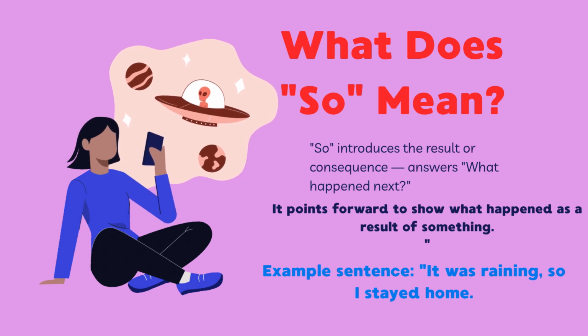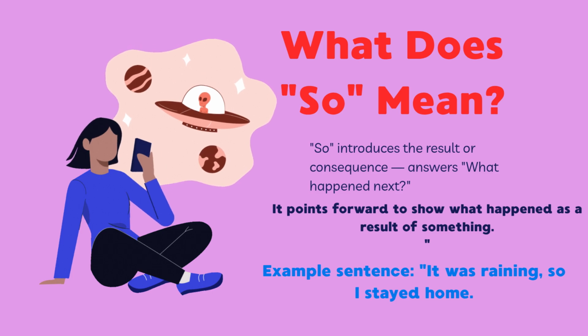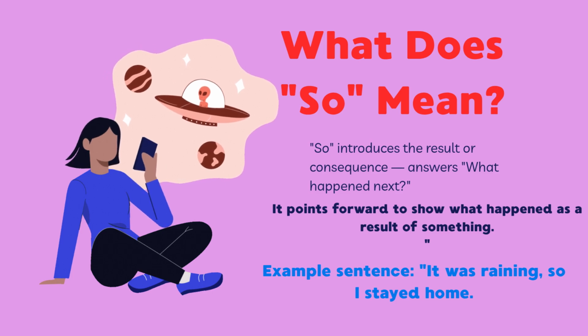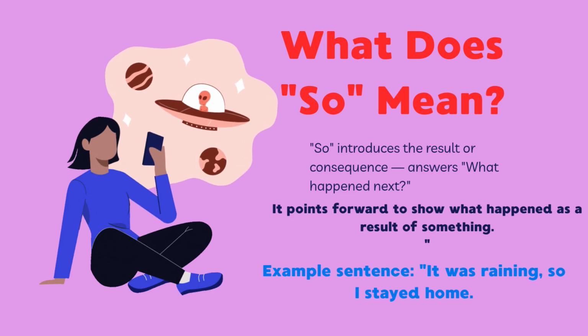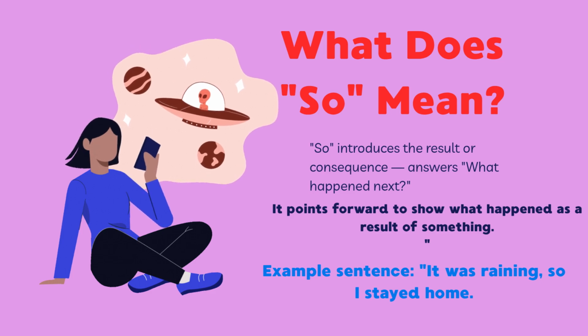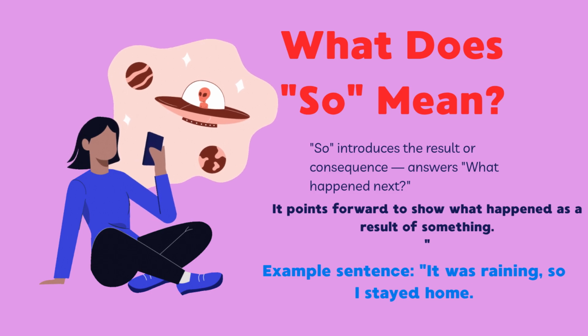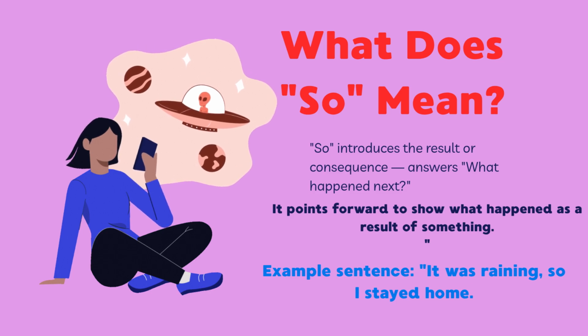Here, it was raining is the reason or cause. And I stayed home is the result. Because of the rain, I stayed home. So, remember, so shows the result that happens after a reason or situation.